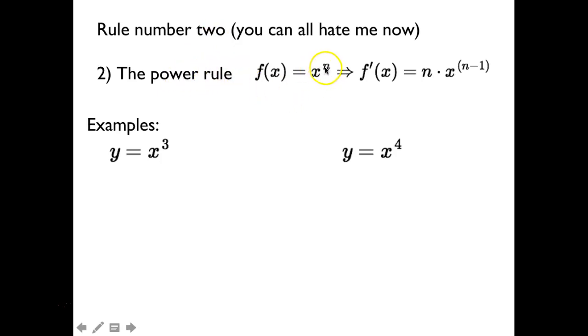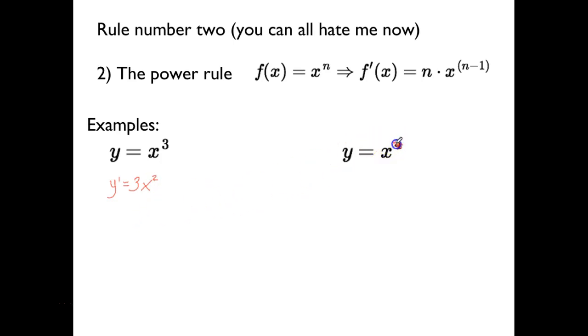Okay, here's the mathematical way of writing it out. This is your original function, x to the n. You bring the n as your coefficient, and you subtract 1 from the exponent. Okay, so it looks like we just did that one on the other slide. So why don't you guys try this one, x cubed. The derivative would be 3x squared. Yeah?